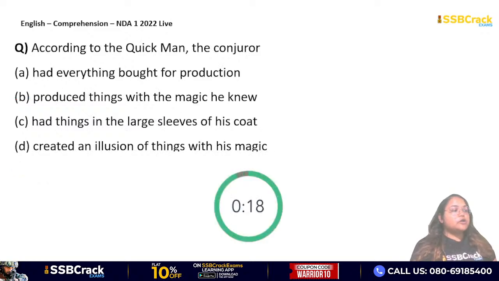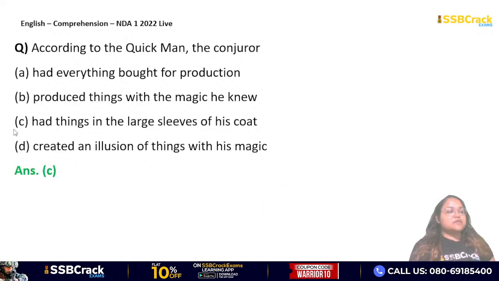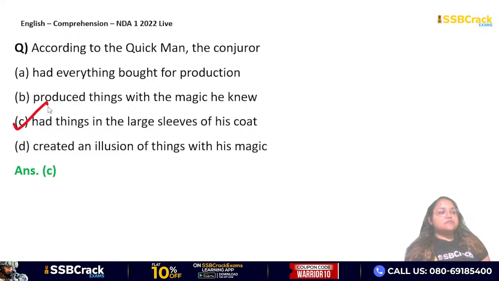Next question, dekho. According to the quick man, the conjurer had everything bought for production, produced things with the magic he knew, had things in the large sleeves of his coat, created an illusion of things with his magic. What was the quick man saying to the audience the entire time? That he had everything under his sleeve. So therefore the answer will be option C. He had things in the large sleeves of his coat. That is what the claim of the quick man was. So option C will be your correct option.